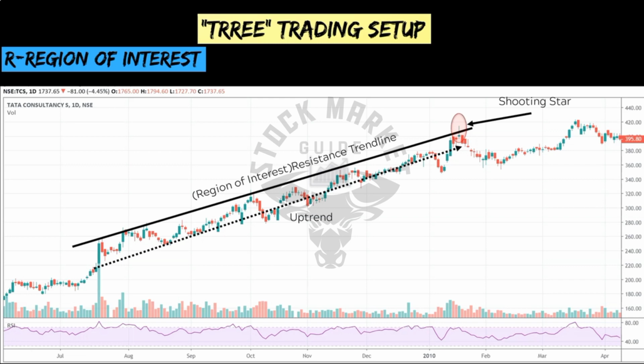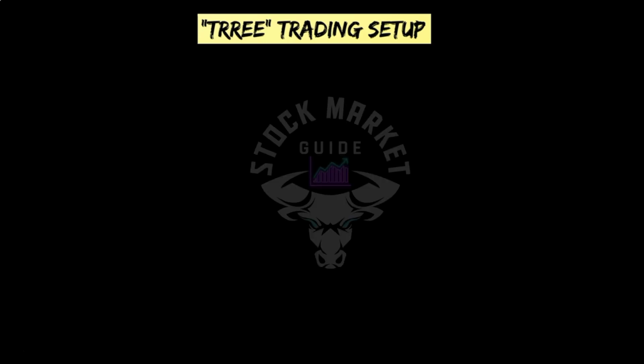I am generally using support and resistance and trend lines in this course to make it easier for you to understand. But you can add various other tools like pivots, Fibonacci or chart patterns, for example head and shoulders, flag, pallets, etc. to check if the candlestick pattern is forming at a region of interest. So friends, hope the concept of identifying region of interest is clear to you.